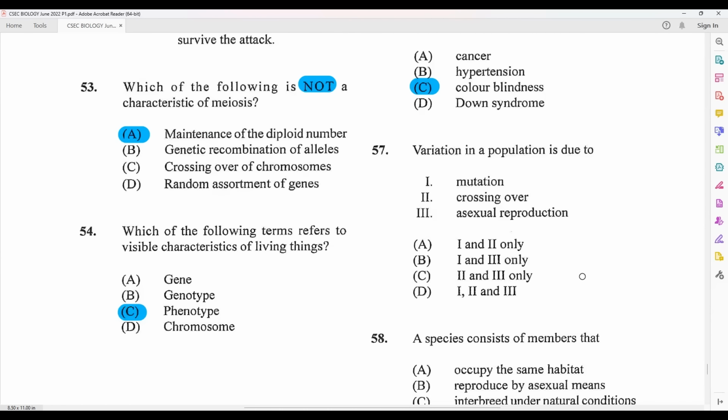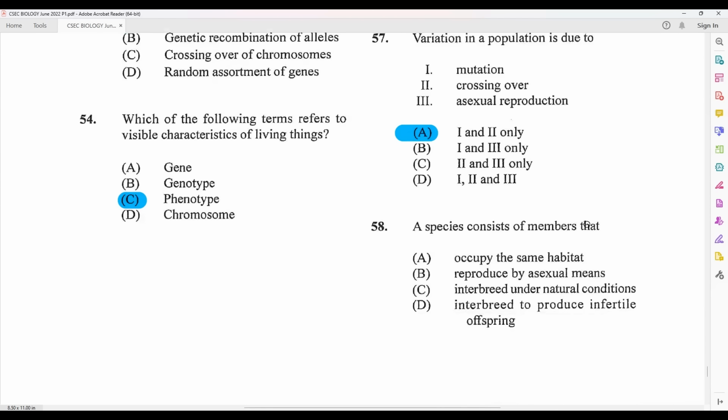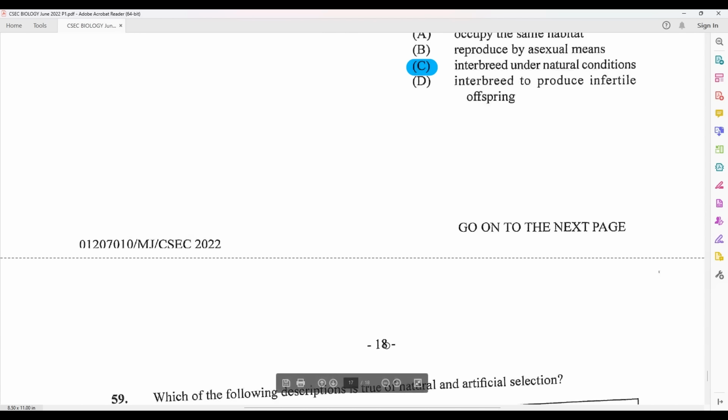57. Variation in the population is due to mutation. Yes. Crossing over. Yes. Asexual reproduction. No. So that answer is 1 and 2 only. A species consists of members that are able to interbreed and produce fertile offspring, and C being the best answer. Notice D said infertile, so that is not a species. So C is the best answer.